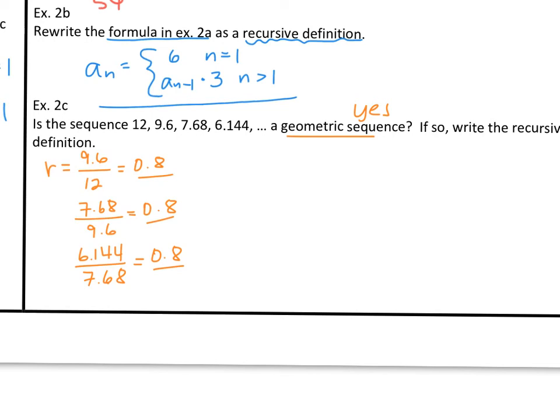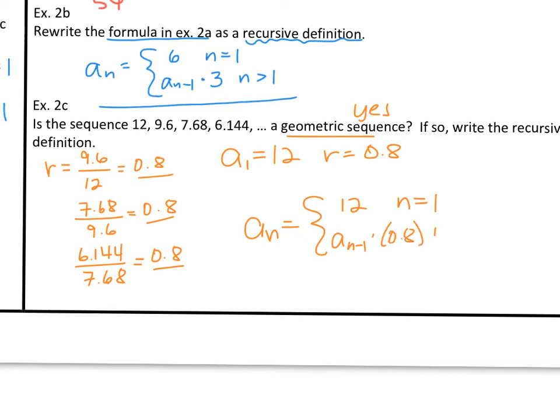Now write the recursive definition. We know a sub 1, that's 12. That was given to us in the word problem. We know our r value, that's 0.8. We calculated it. That's all you need for the recursive definition. A sub n equals, and then we have that big bracket. A sub 1, which is 12, and that's when n equals 1. Then we take a sub n minus 1 times 0.8. Those are for all the values of n greater than 1.